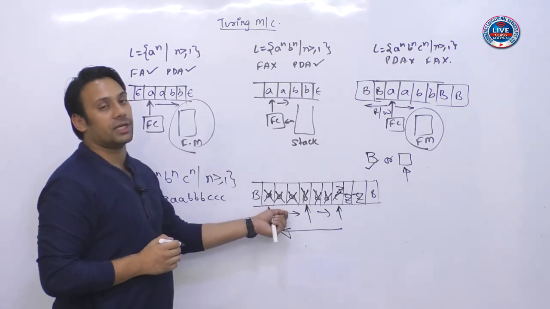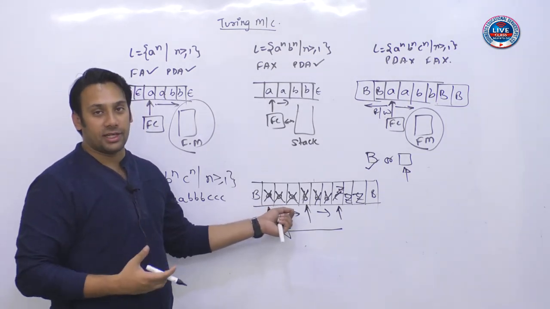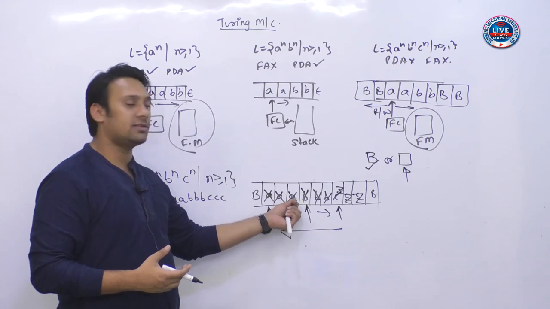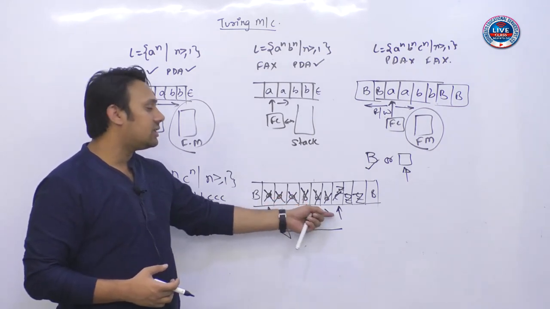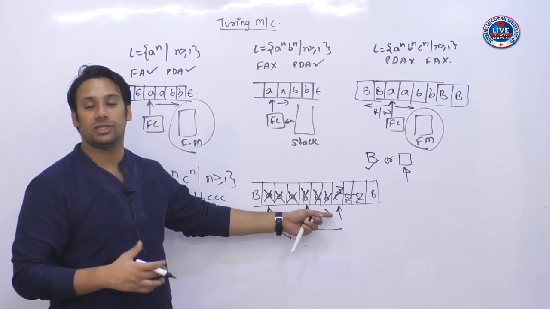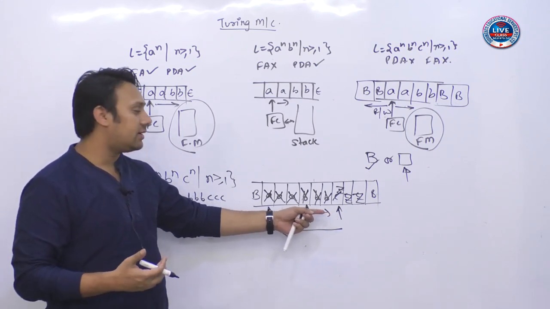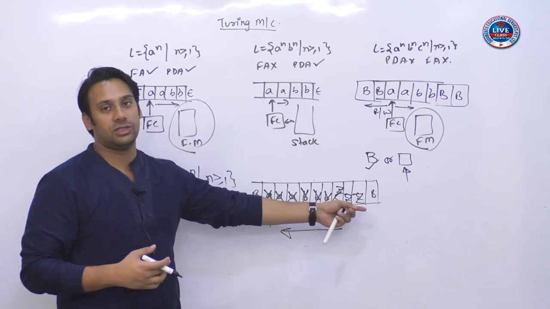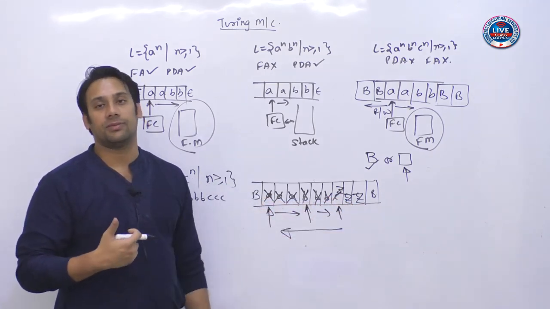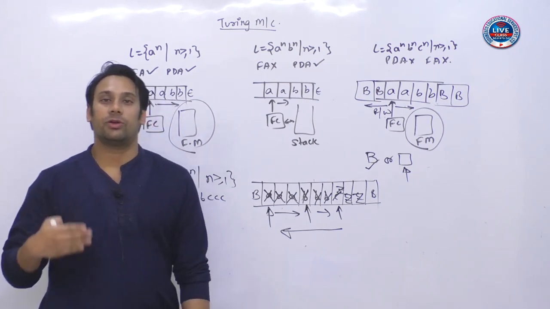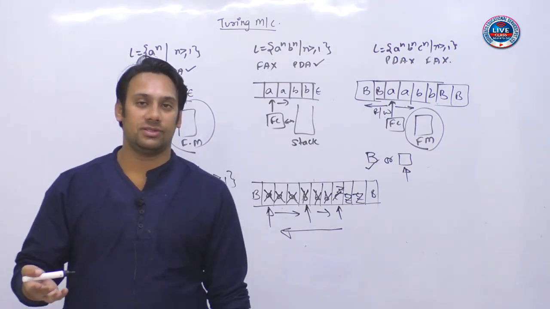And now we will search for a. If we cannot find a, because after this x we have a y, we do not have a, then I will search, is there any b left? You will see there's no b left. If there is no b left, is there any c left? You will see there's no c left. If there's no a left, no b left, and no c left, that means the number of a's is equal to the number of b's, which is equal to the number of c's.